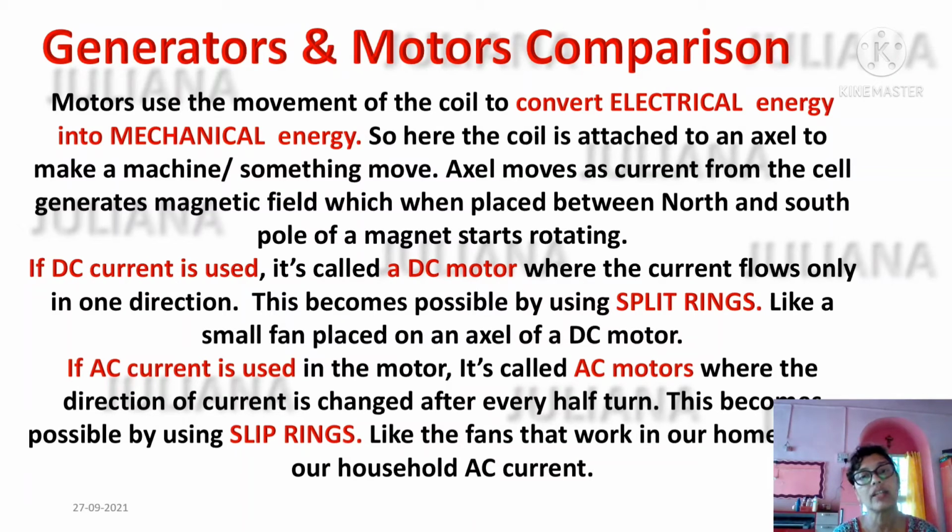On the contrary, what are we doing in generators? In a generator, we are converting mechanical energy, the moving coil, into electric current. If the coil is made to move, or if the magnet is made to move, that will generate electric current. Now, how will that coil move? That must be the question in your mind. You are not providing it with any electricity.